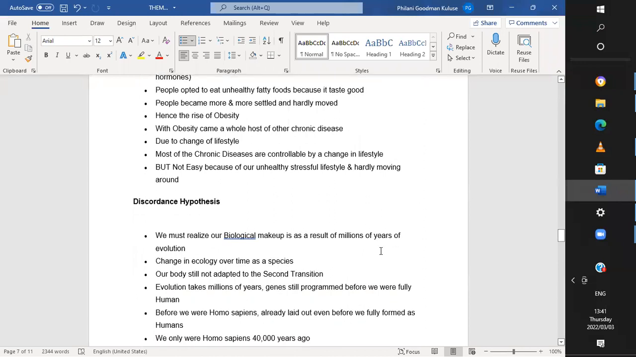Okay, discordance hypothesis. We need to know that understanding the Industrial Revolution is centered on many aspects. That is us understanding as well the discordance hypothesis. We must realize our biological makeup is a result of millions of years of evolution. Yes, how we are today is not a one-day process, but a transitional process.